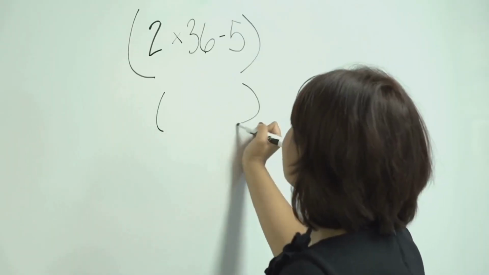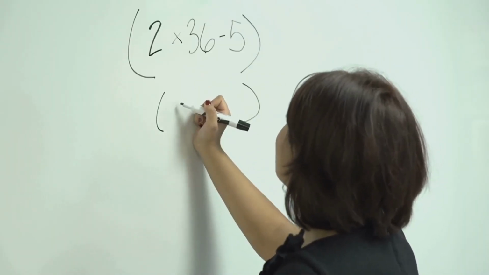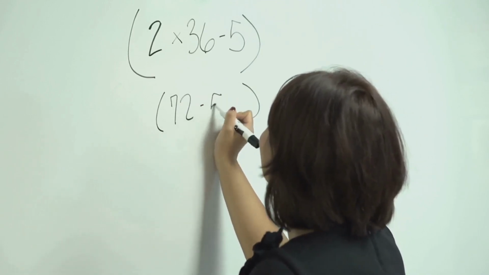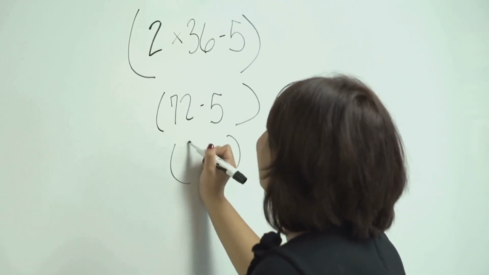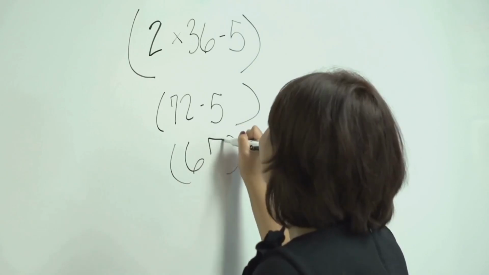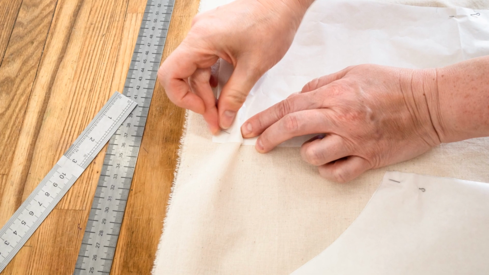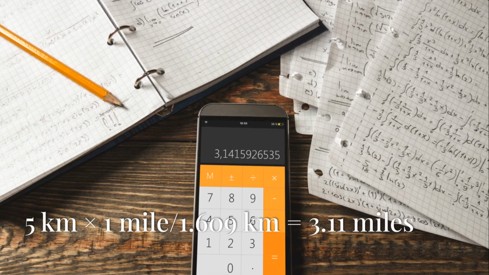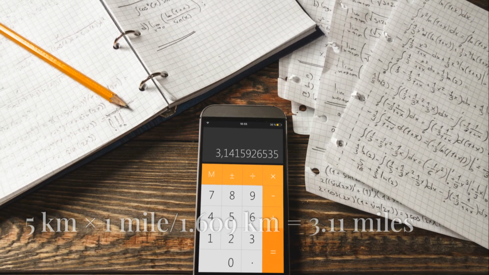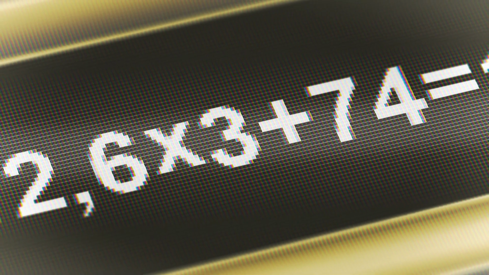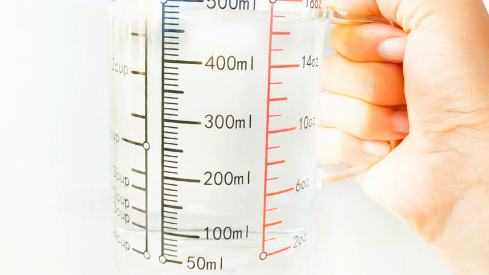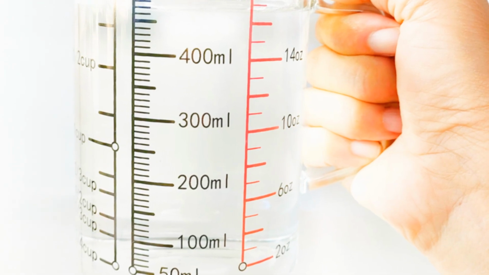Practice example. Linear conversion. Convert 5 kilometers to miles. 5 kilometers times 1 mile per 1.609 kilometers equals 3.11 miles. Practice example. Area conversion. Convert 200 square meters to square feet. 200 square meters times 10.764 is 2,152.8 square feet.